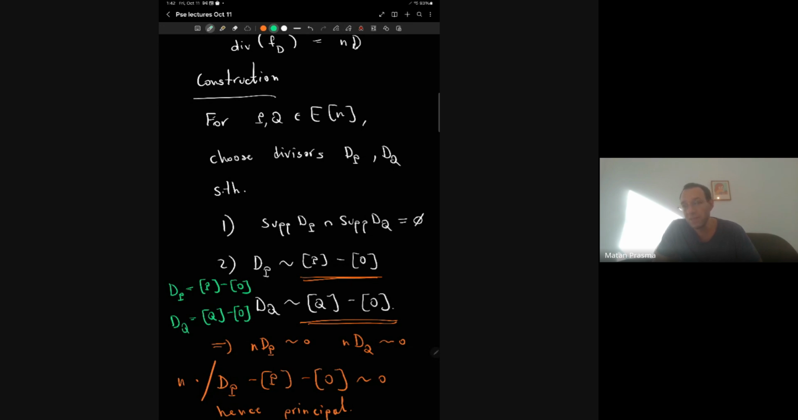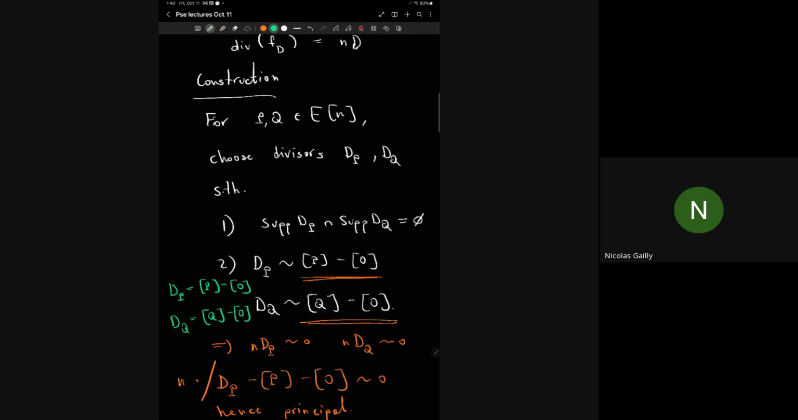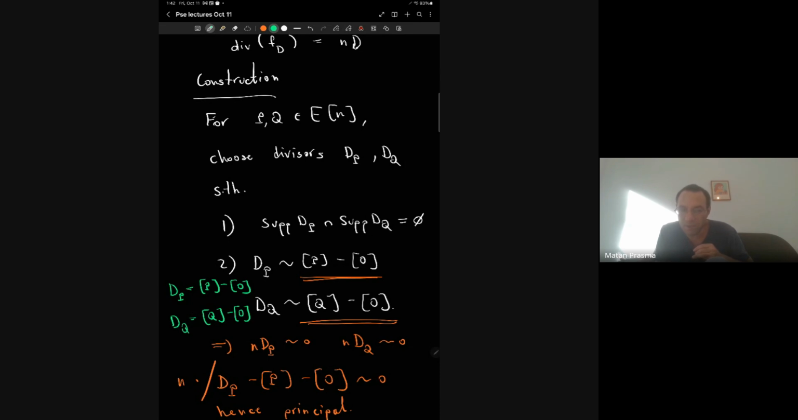Now the question is, can I choose DP and DQ to be simply P minus O and Q minus O? This would be the ideal scenario, right? Because I don't think we can, because the zeros are the same, right? Exactly. The support is not disjoint. Okay? You see this or no?